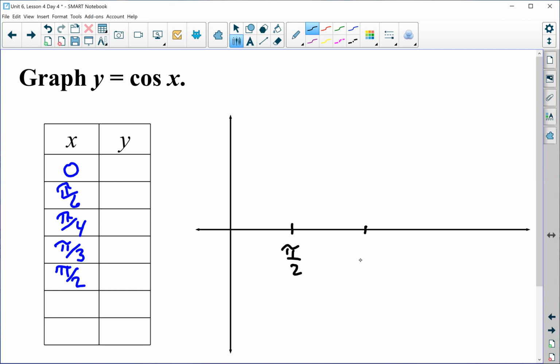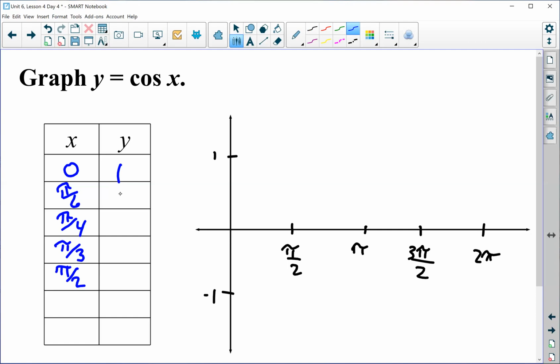So just like we did with sine, we're going to label out here from 0 to 2 pi. Then we'll look at some values. Cosine at 0, again, according to our unit circle, is 1.